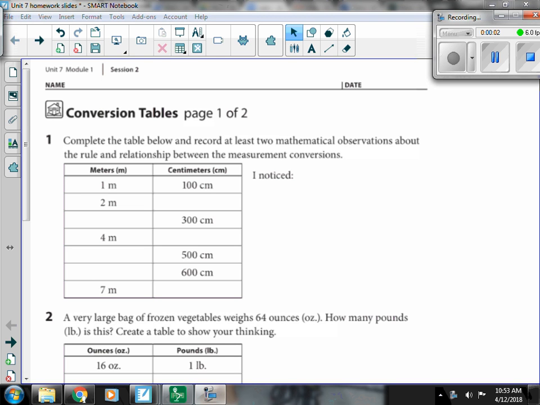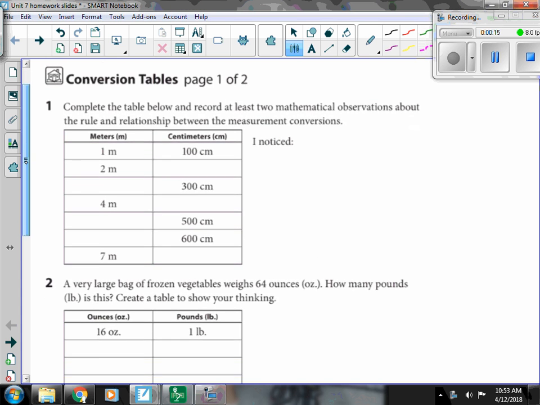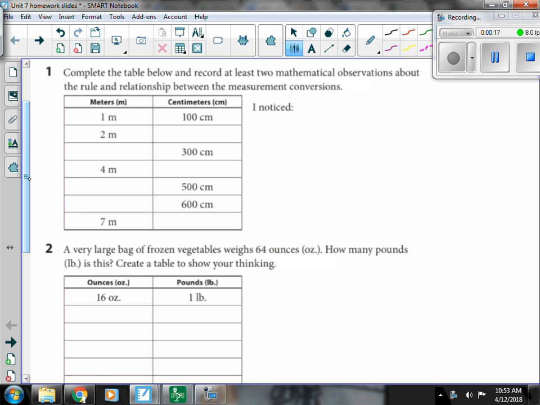Tonight's homework is journal pages 131 and 132, and the first part of it is a review of all of the measurement stuff that we have gone over for a lot of the school year, and practicing with filling in some conversion tables. So if I'm first going from meters to centimeters, I see that 1 meter has 100 centimeters. So to go from one to the other, I'm noticing that I multiply by 100.